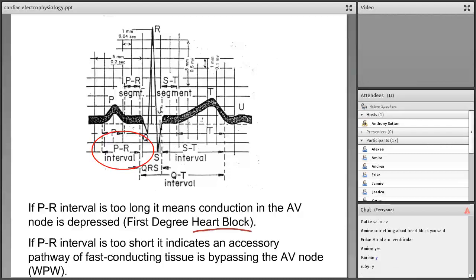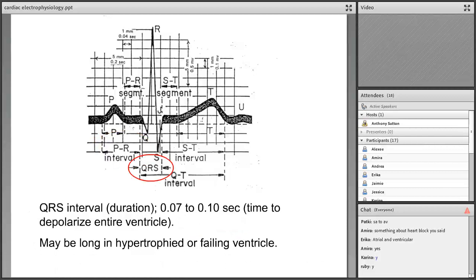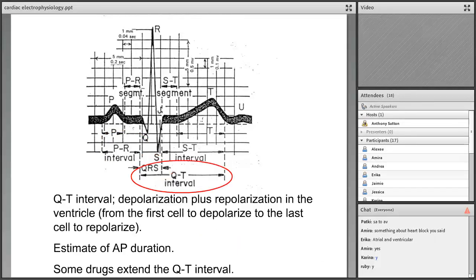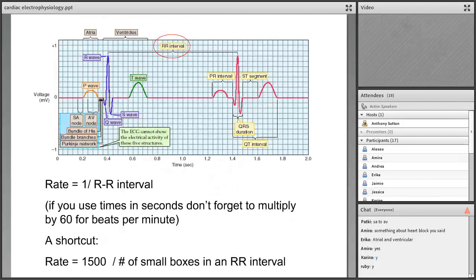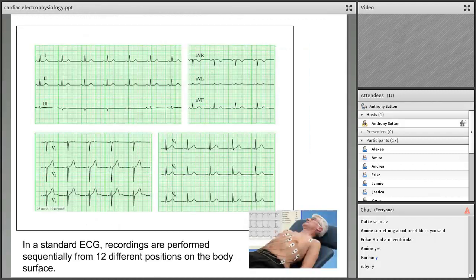So let's talk about these things called heart blocks. Okay? Heart blocks. So you've got first degree, second degree, and third degree heart blocks. And the best way, I wish I could take credit for it but I can't, the best way to explain it is like this. All right. So the first one is called the first degree heart block.